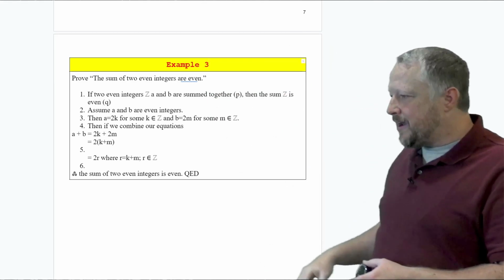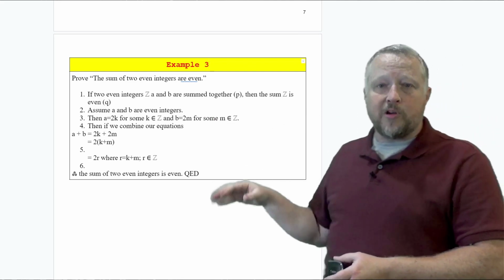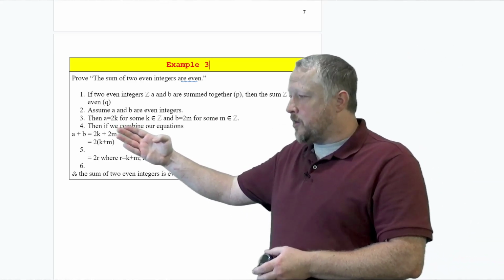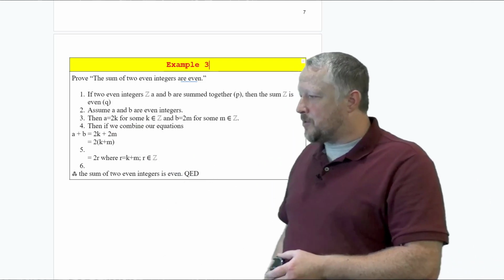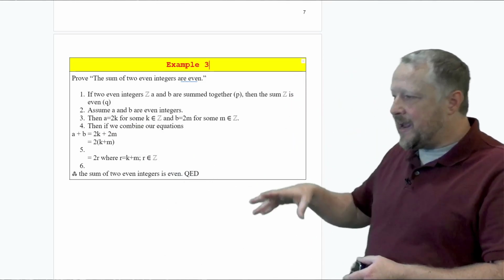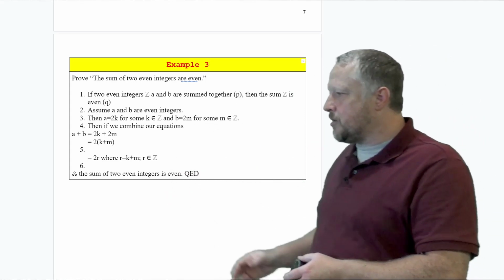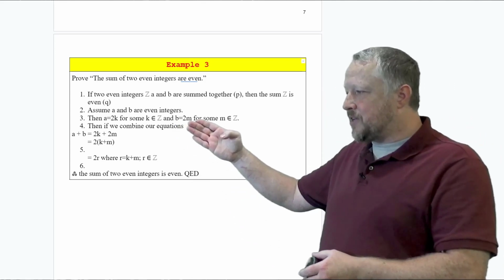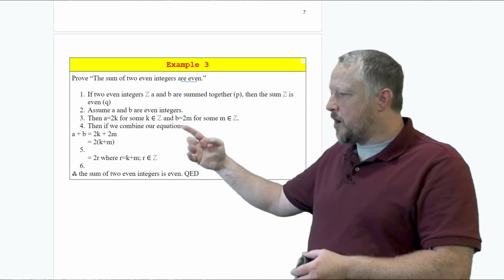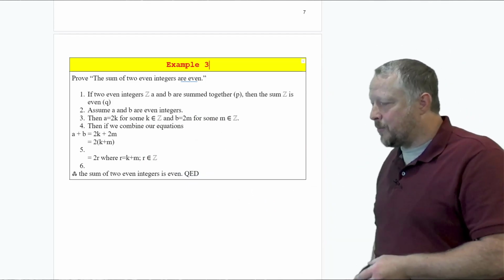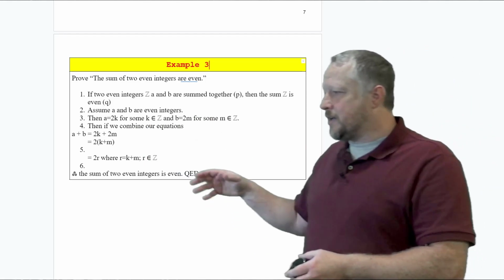Part 2, assume A and B are integer numbers. Part 3 is go ahead and do our definition. Well, if it's an even integer, it's going to be A equals 2 times K, for some K that is an element within the integers, or that K is some type of integer. And then B equals 2 times M. Now notice that we just use two variables, but the form is still the same, where again M is also an element within the integers, or it is an integer.